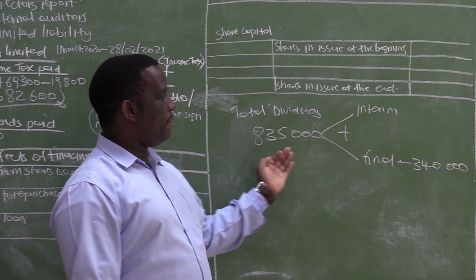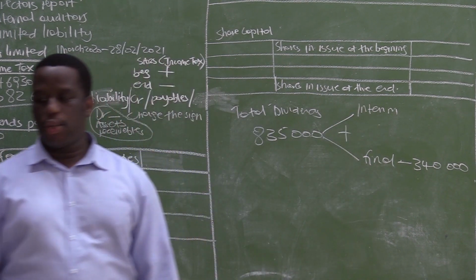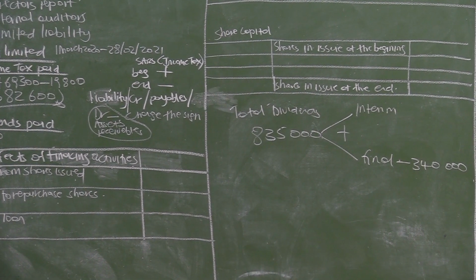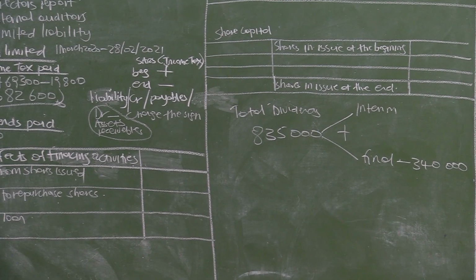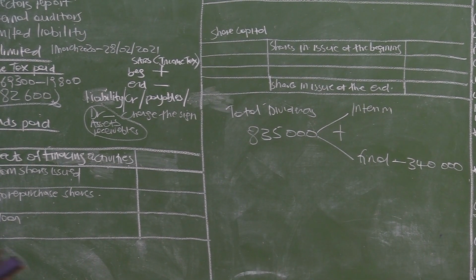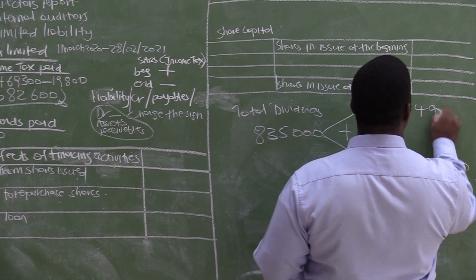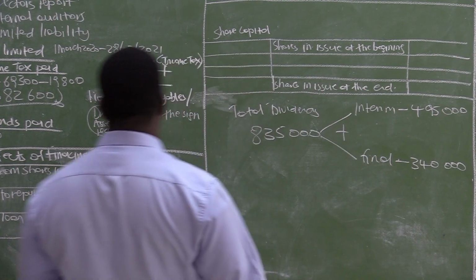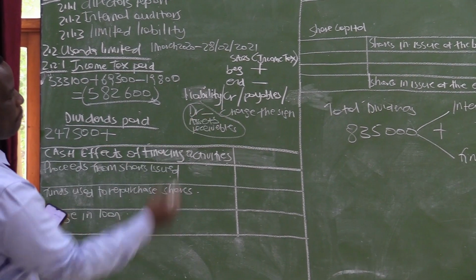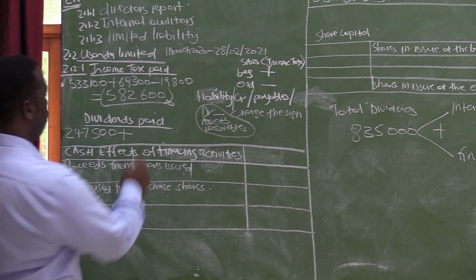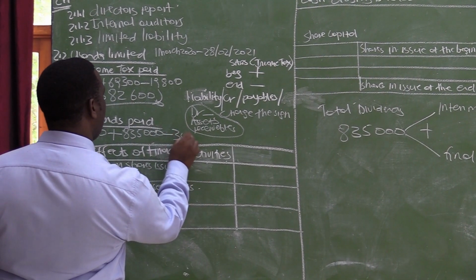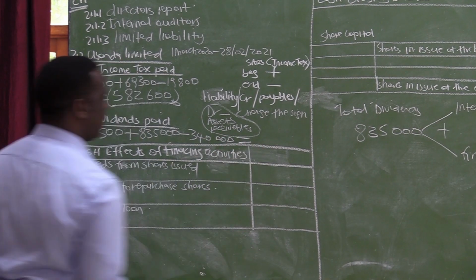So now, if we know that the total dividend is made up of interim plus final, it will be easy for us to calculate how much is the interim when the final is given. It will just simply be 835,000 minus the 340,000, which will then give us 495,000. Our interim is 495,000. So this calculation, you can just do it here. You may decide to just add the interim of 495,000 in this calculation, or you may just add the total dividends as given, which is 835,000, but subtract the final of 340,000. You will get the same answer.